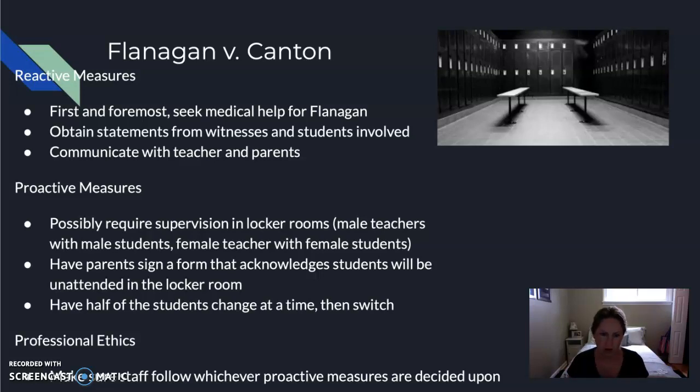And then another option would be to reduce any risks, to maybe have half of the students change at one time and then the second half change after that. Some professional ethics, so make sure staff follow whichever proactive measures are decided upon, and just enforce those.